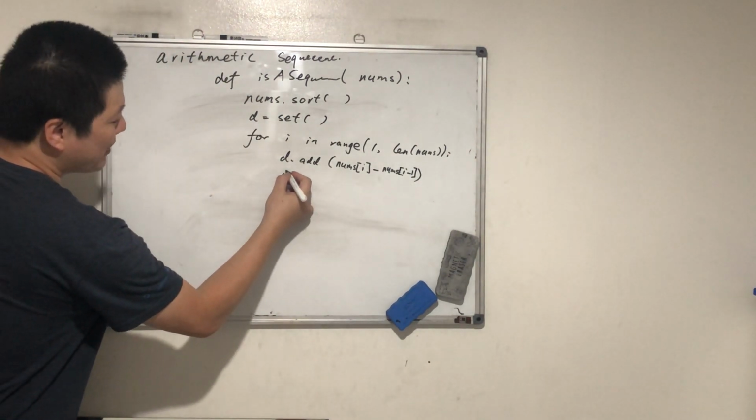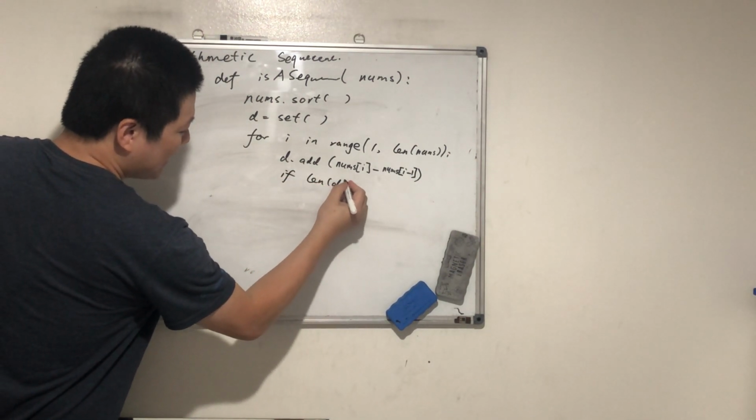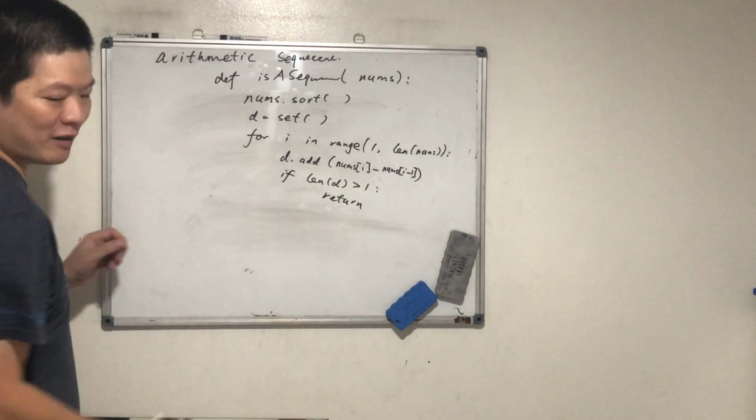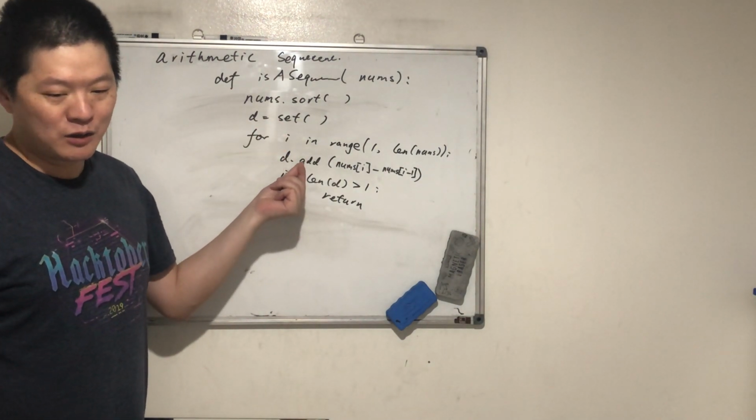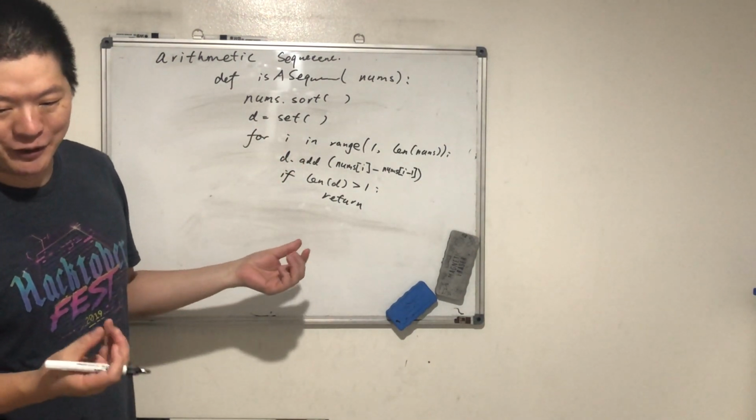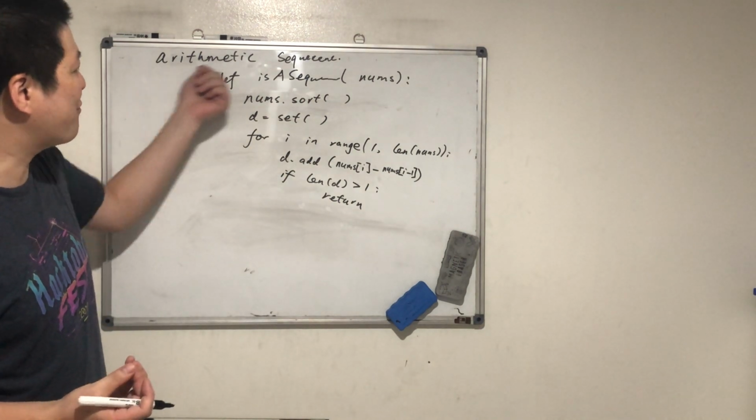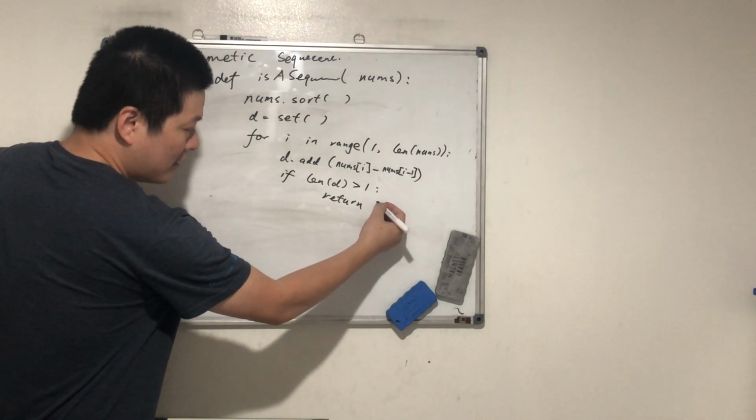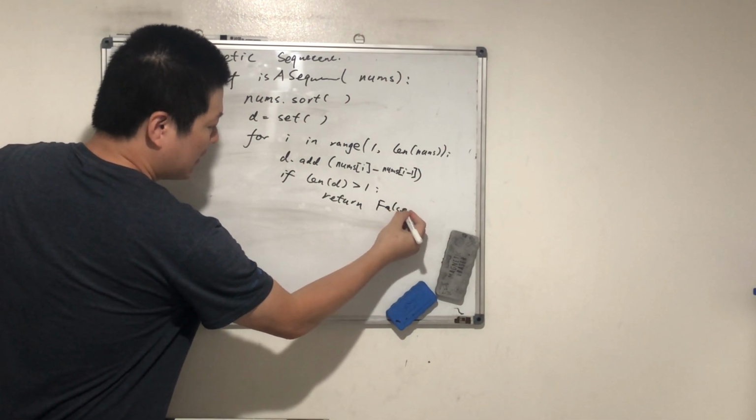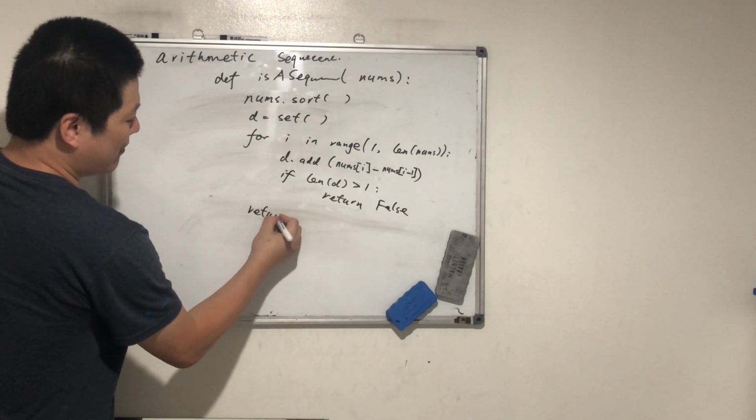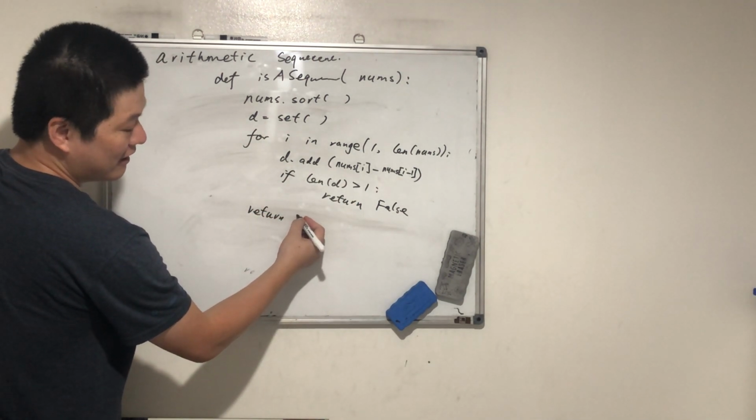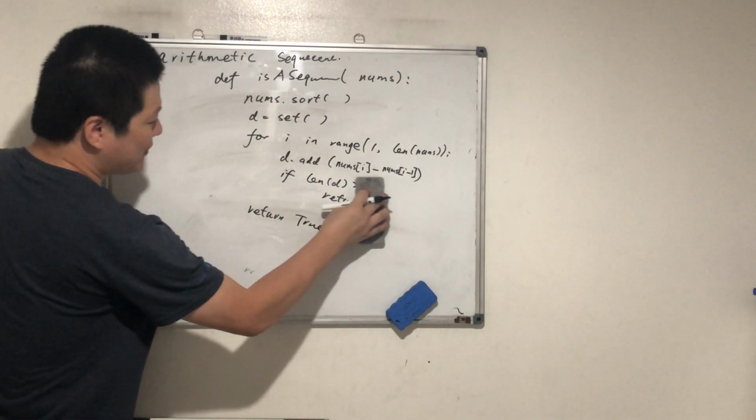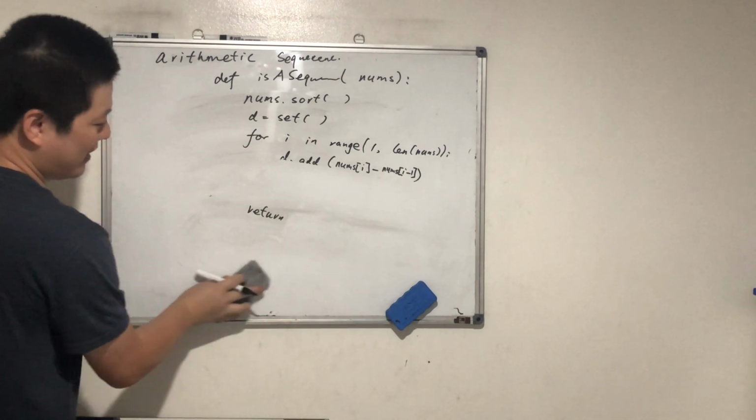Okay, now look, we can put here, if length d is already bigger than 1, we return what? What does this mean? If this set contains 2 different distances, then we know it's not an arithmetic sequence, right? And so we return false. Okay. And then here we can just return, because we already checked here, so we return true.